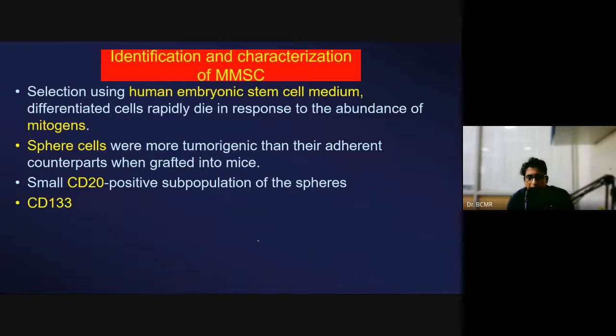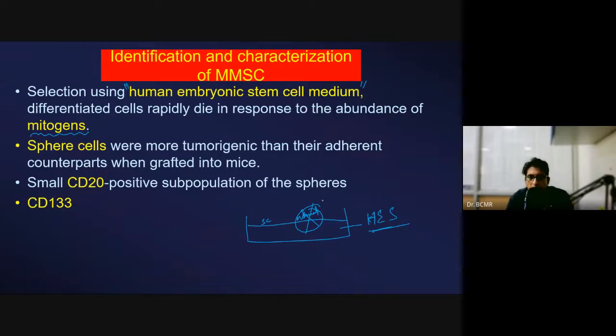So how do we identify malignant melanoma stem cells? It is the same redundant thing that we have already been discussing. One of the ways to characterize whether they are melanoma stem cells or not is to use human embryonic stem cell medium, HES, and put the cells in. If you had stem cells and normal cells, the normal cells usually die when you put them in human embryonic stem cell medium, because of an abundance of mitogens. Mitogens are those factors that will influence the cell or coerce the cell to divide.